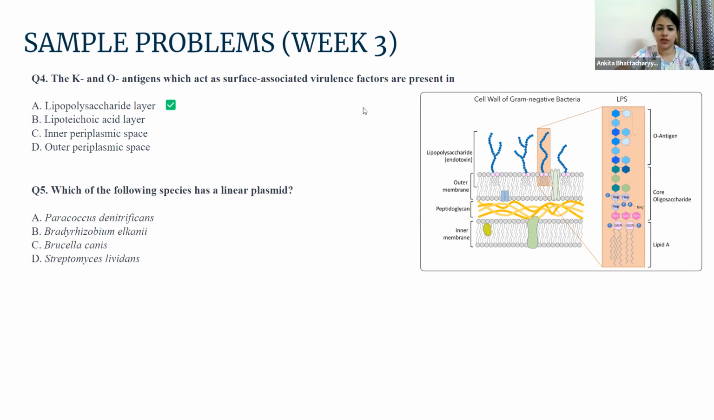And the next question is quite direct if you look into it. It is asking which of the following species has a linear plasmid. So if you have looked into the structure, or the definition of a plasmid in general, it is usually abbreviated as cccDNA, which means covalently closed circular DNA. So when we think about DNA, we usually think of a helical structure, which is linear or straight, right?